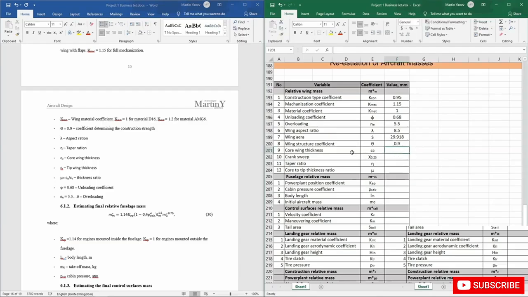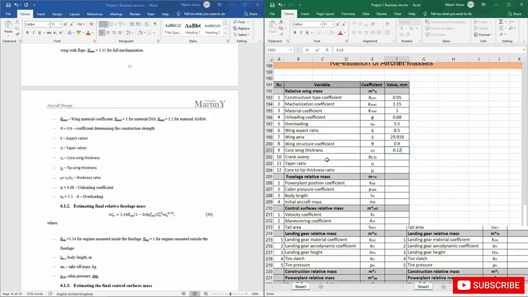And then we have the core wing thickness. Basically this is the thickness of the material that we're going to use for the wing, and normally the thickness is about 0.1. I will make it 0.12, and this is the thickness in the core. The thickness through the wing area could be different, but what we care about here is how thick the wing is on the core.